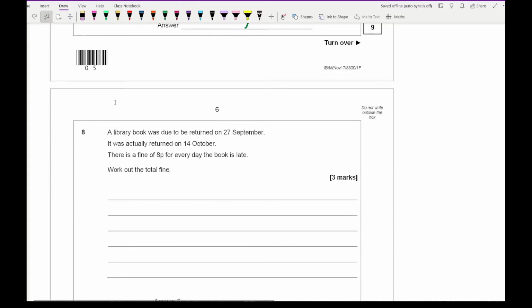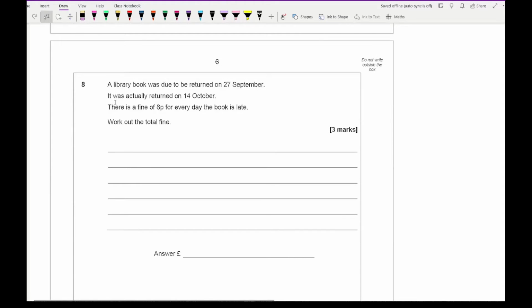Then for question 8, it says that a library book was due to be returned on the 27th of September. It was actually returned on the 14th of October. There's an 8p fine for every day that the book is late. Work out the total fine. So the key thing to remember here is that there are 30 days in September.